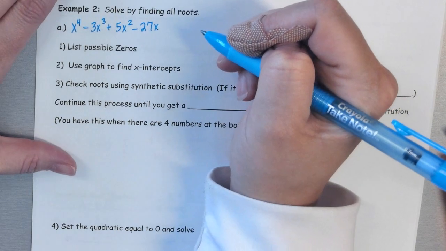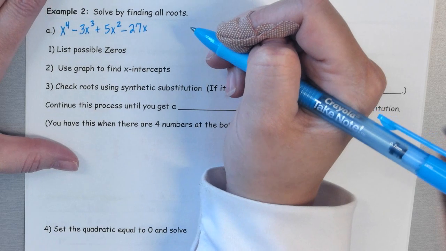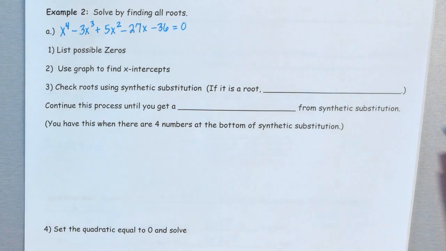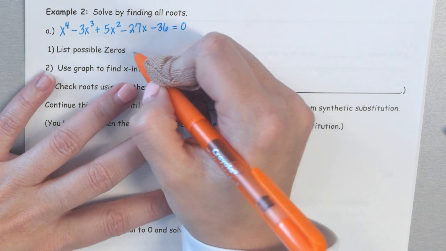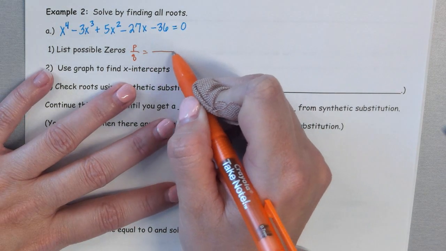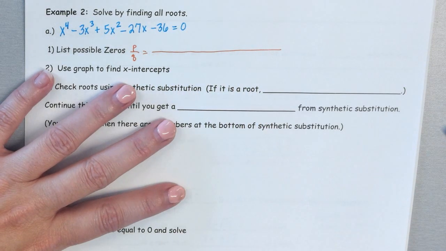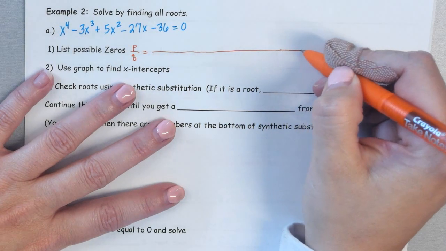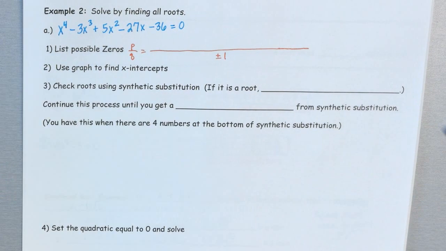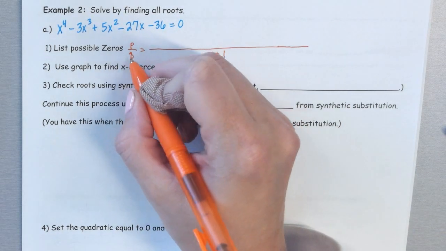x to the 4th minus 3x cubed plus 5x squared minus 27x minus 36 equals 0. The first step is to list all the possible zeros, the p over q. I'm going to show you what I do in a case like this, because it's 36, so it's going to be a lot. The first one is just 1. When I divide everything by 1, I'm only going to be left with the top numbers anyway. And we do like to put these in order.